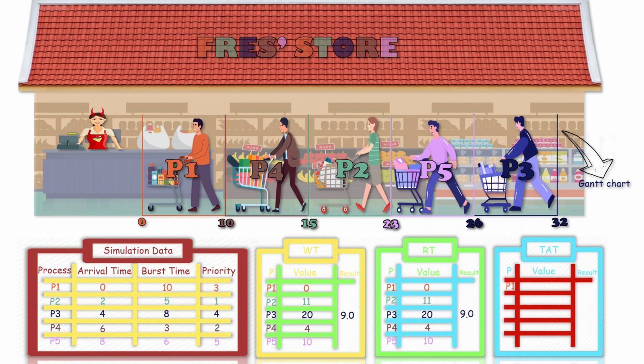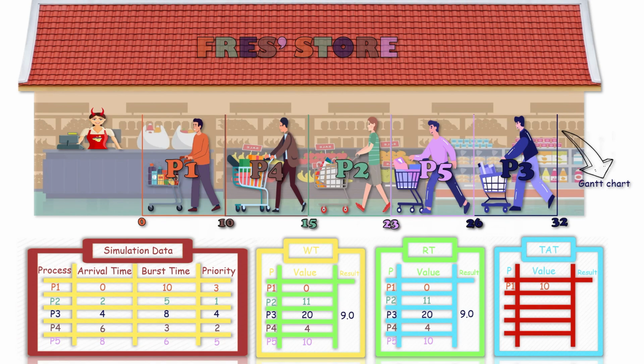Let's find process 1 value. In process 1, it finished at 10, and the turnaround time is calculated by completion time, which is 10, minus arrival time, which is 0, and we get the result 10. Put the result in the data, and let's find process 2 value.